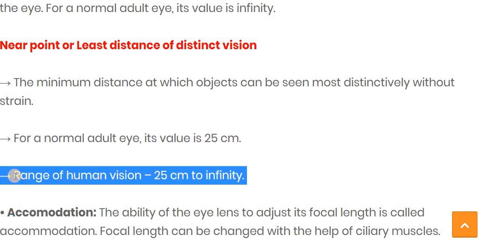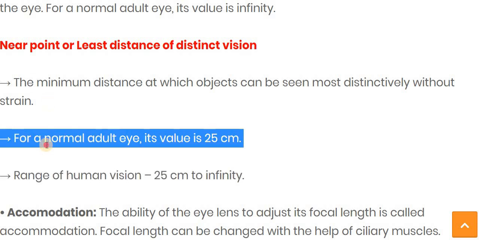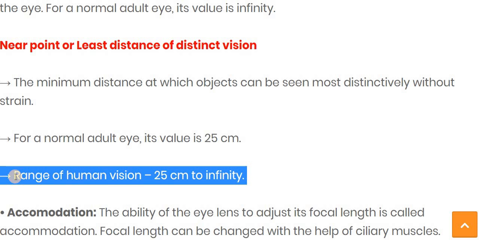So for the normal adult eyes, the near point is 25 centimeter. If we are talking about the range of human vision, we consider the range between the near point and the far point. The least value of the range is 25 centimeter, and the maximum value is the far point, which is infinity. So we can say that the range of human vision is between 25 centimeter and infinity.